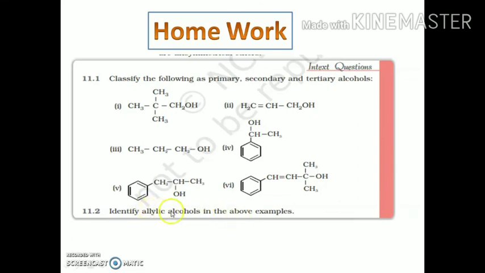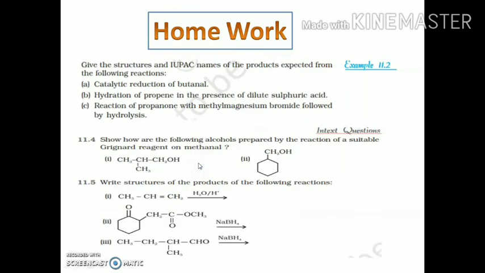The allylic alcohols are those alcohols in which the functional group, meaning the hydroxyl group, is directly attached to the next carbon of the carbon-carbon double bond. Now this is also your homework. You have to write down the IUPAC names of the product by the catalytic reduction of the butanol, hydration of the propene in the presence of dilute sulfuric acid, and reaction of the propanone with methyl magnesium bromide followed by the hydrolysis reaction.